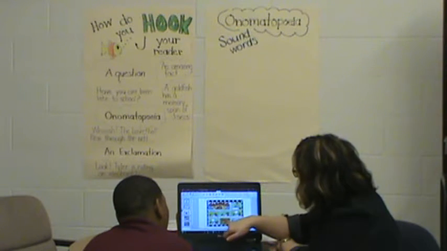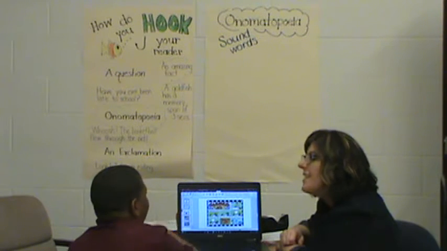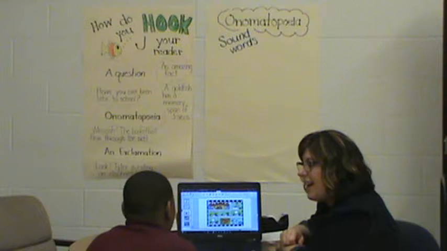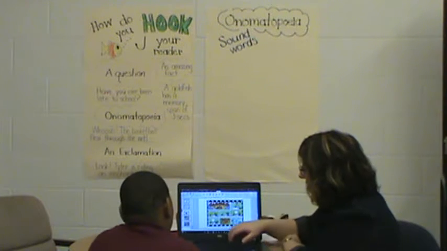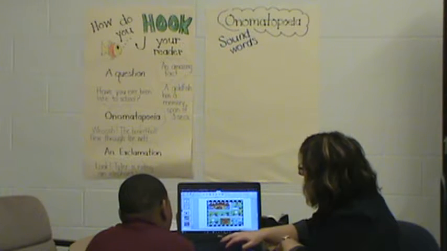Take a look at this picture. What do you think happened? Oh, he popped the ball. Yeah, and it just made a loud sound. Okay, so in cartoons you will find onomatopoeias a lot.